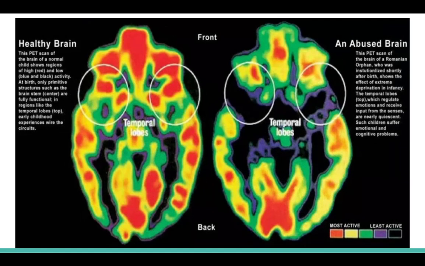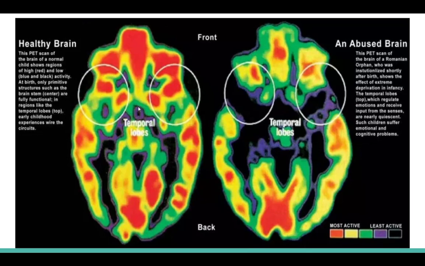Here's another brain scan. This is a healthy brain. All this red and green and yellow, that's high activity. If you look over here into an abused brain, you see there's much less activity. And what they highlighted here is the big difference in the temporal lobes. You can see the difference between these two brains.